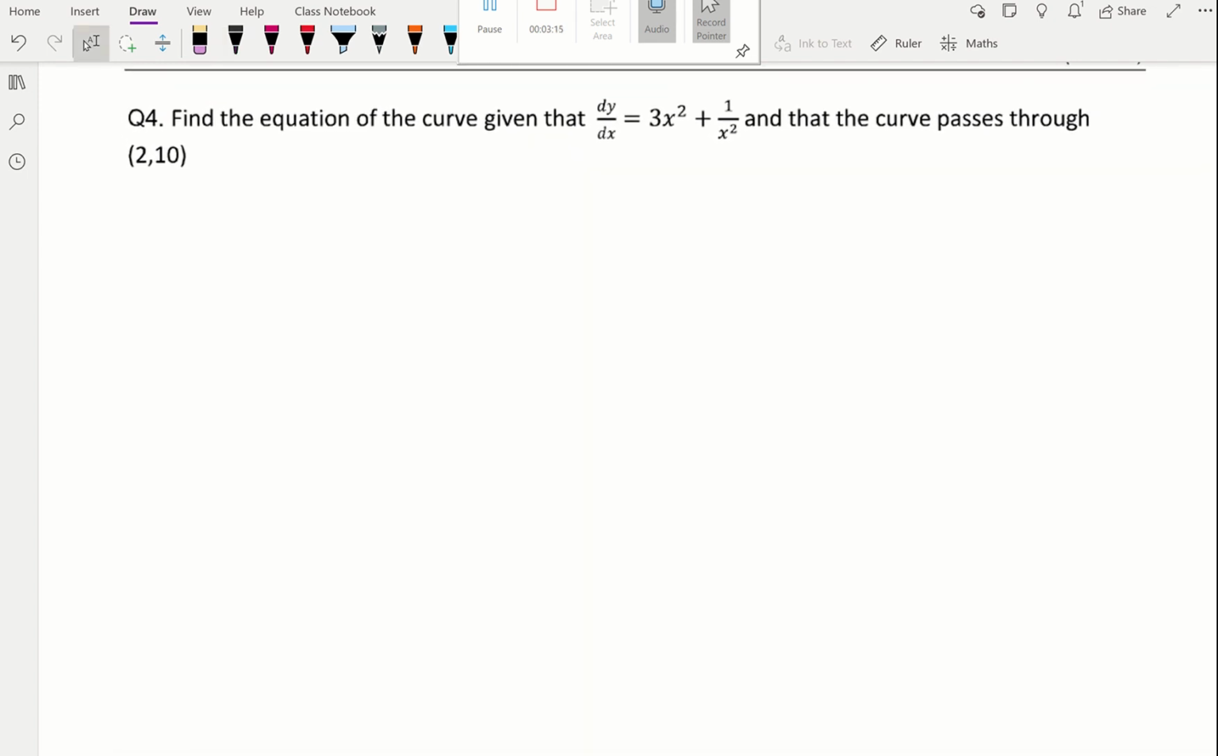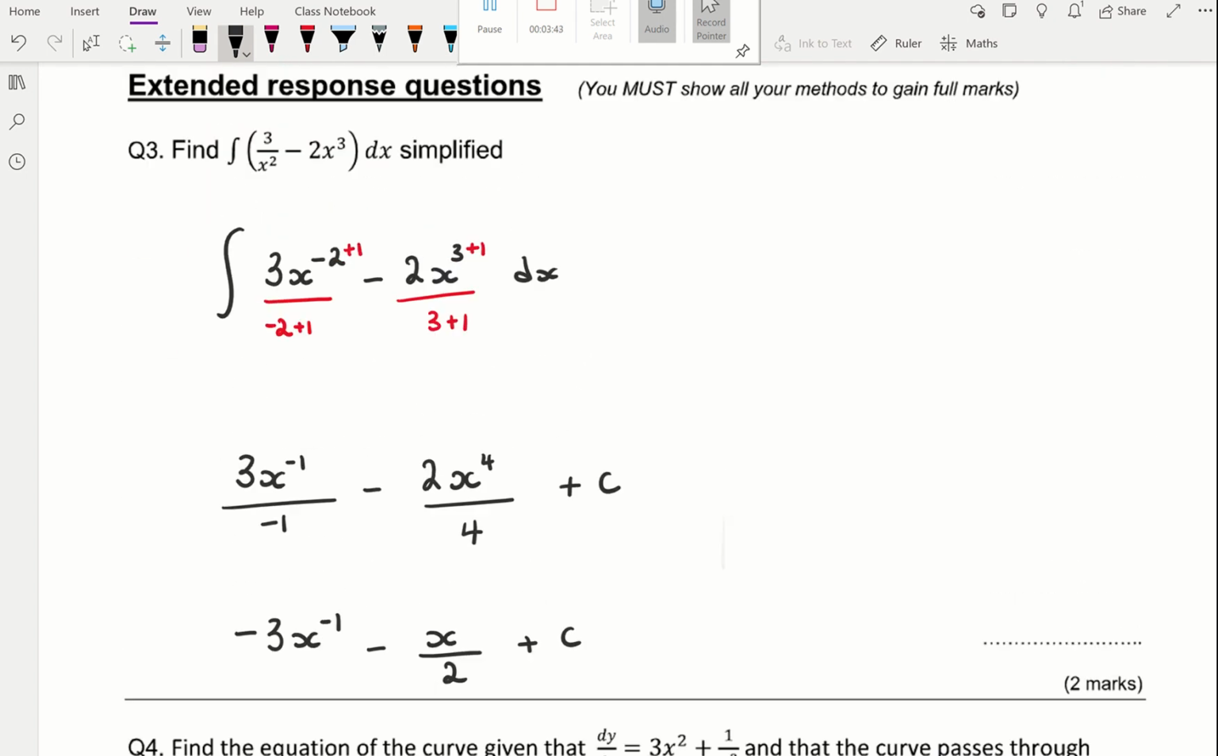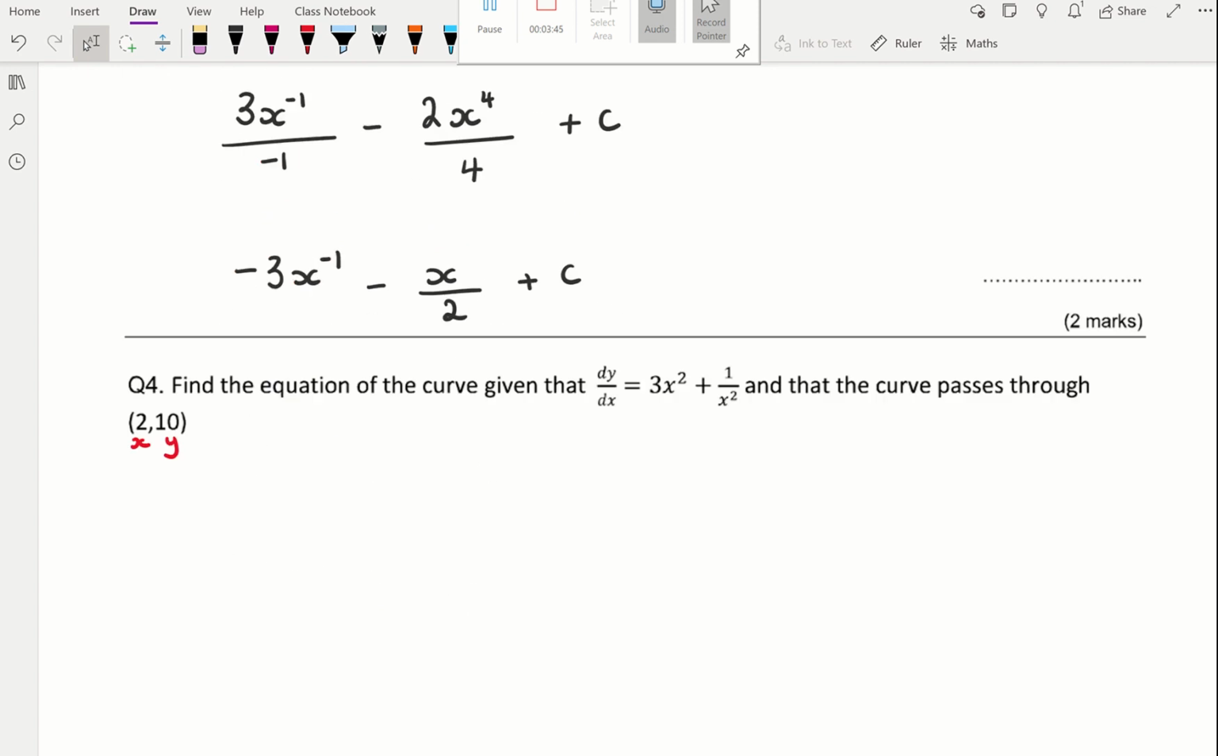And question 4 says, find the equation of the curve given that dy over dx is 3x squared plus 1 over x squared, and that the curve passes through (2, 10). So remember, the first number is x, the last number is y. And to go from dy over dx, which is the gradient, to the equation, that's a process of integration, which is exactly what we were doing up here.